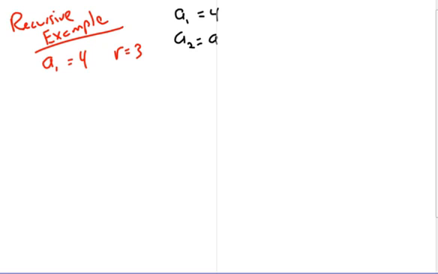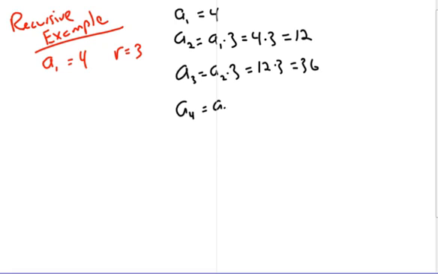The second term is the first term times 3. So that's the 4 times 3. You get the 12. The third term is the second term times 3. So it's always the previous term, which arrives you at 36. The fourth term is the third term times 3. So that's where you get the 108. Fifth term, a sub 5, is equal to the fourth term times 3, and so on and so forth.